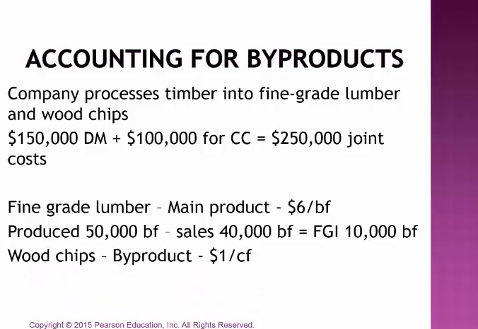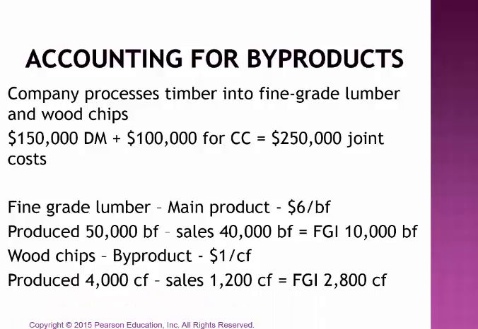In regards to our byproduct, the wood chips, we can only sell those for $1 per cubic foot, and that's one of our volume measurements. They produced during the same period 4,000 cubic feet, selling 1,200 cubic feet and ending up with 2,800 cubic feet in ending inventory.